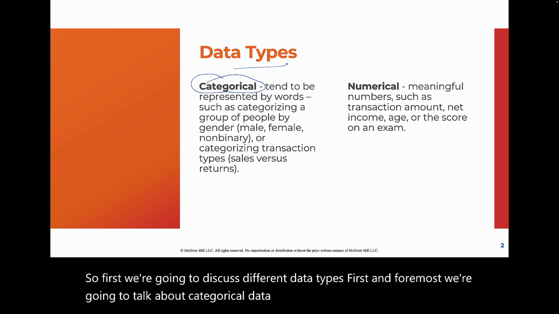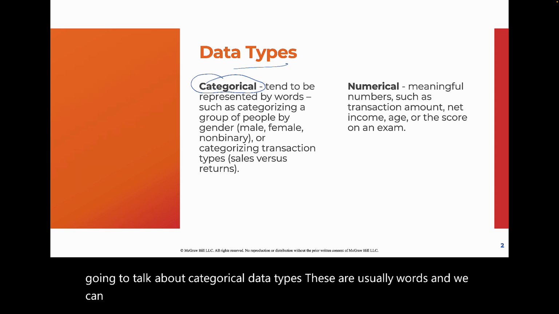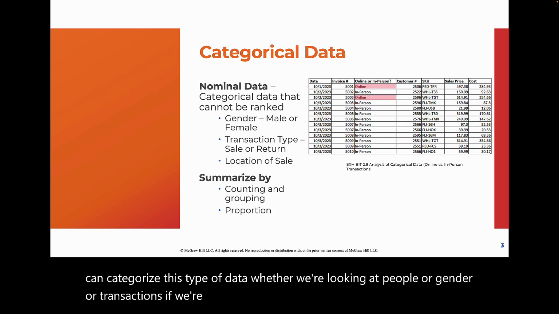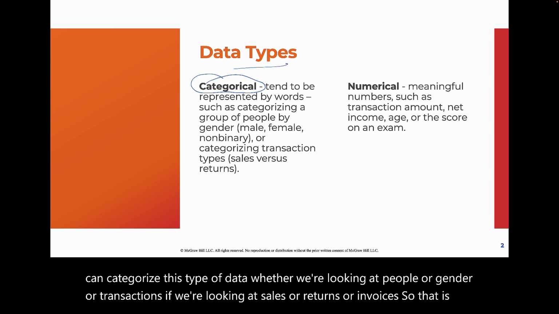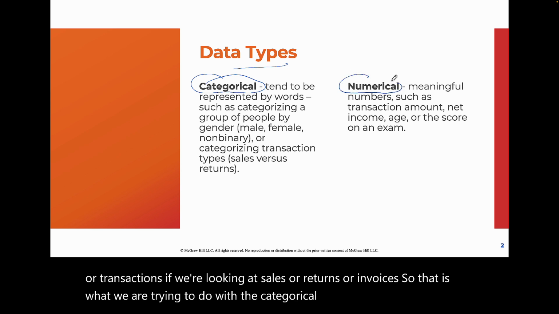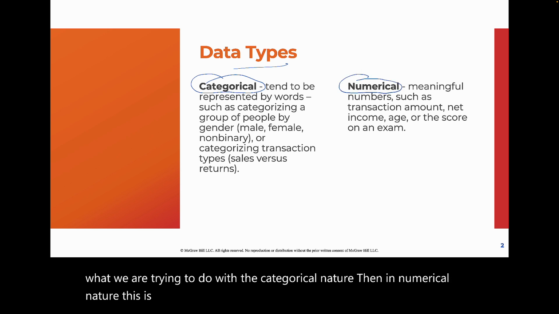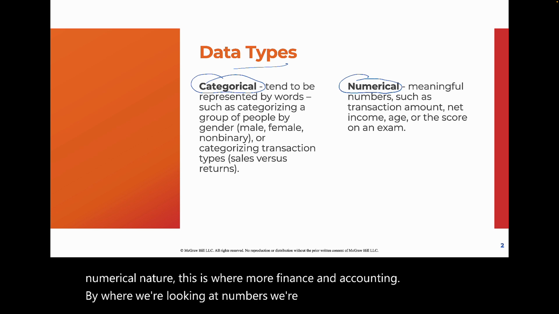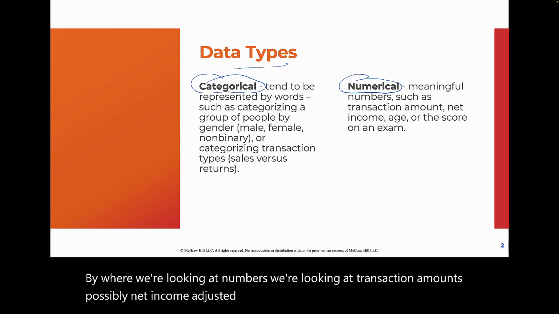These are usually words, and we can categorize this type of data whether we're looking at people or gender or transactions, if we're looking at sales or returns or invoices. So that is what we are trying to do with the categorical nature. Then in numerical nature, this is where more finance and accounting lie, where we're looking at numbers. We're looking at transaction amounts, possibly net income, adjusted gross income, possibly age, maybe scores on an exam or scores in a class.